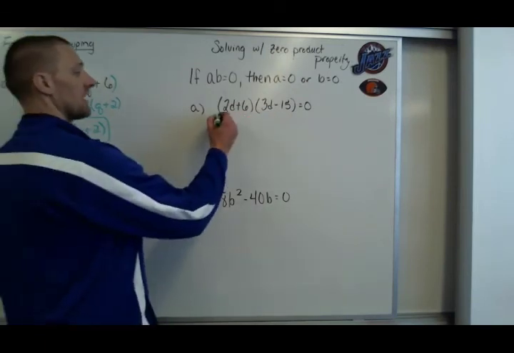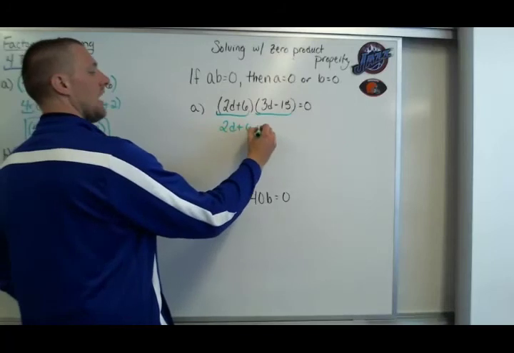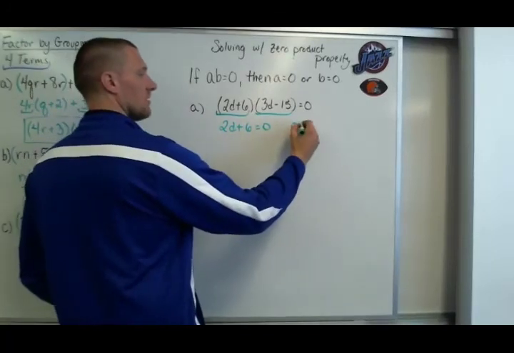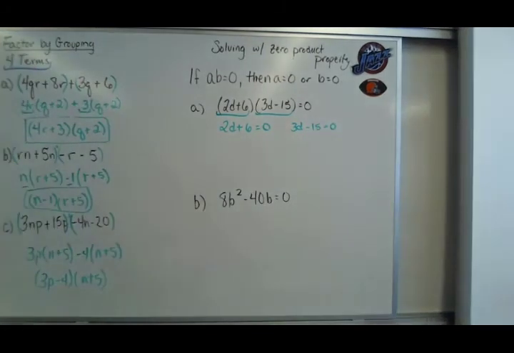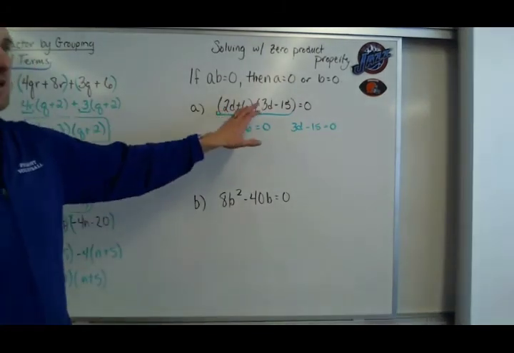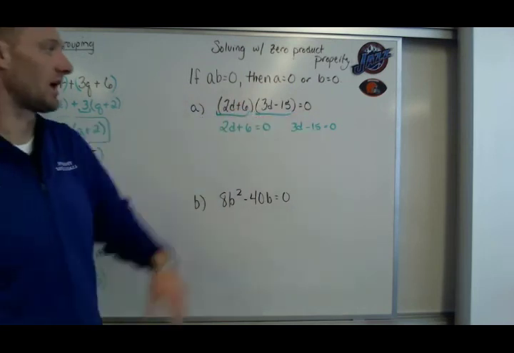And what you're going to do is you're going to take both of these factors and set them up individually and equal them to 0. Now what that does is it gives you 2 equations. And when you solve those 2 equations, it's 2 values for D that if I were to substitute it back in, one of these will be 0, and that means the whole answer is 0.